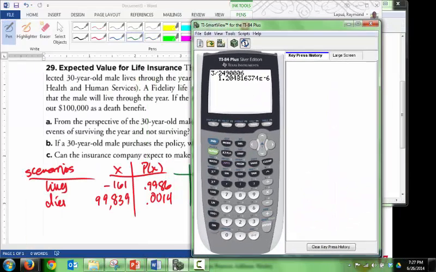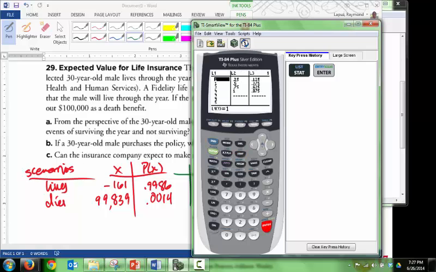I'm going to focus on the table because that's all we need from this problem. Let's start off by going to Stat and Edit. I need two lists this time, so I'm going to clear out L1 and L2. Remember how to clear out the list? You go all the way up to the top, and then you hit Clear and Enter.